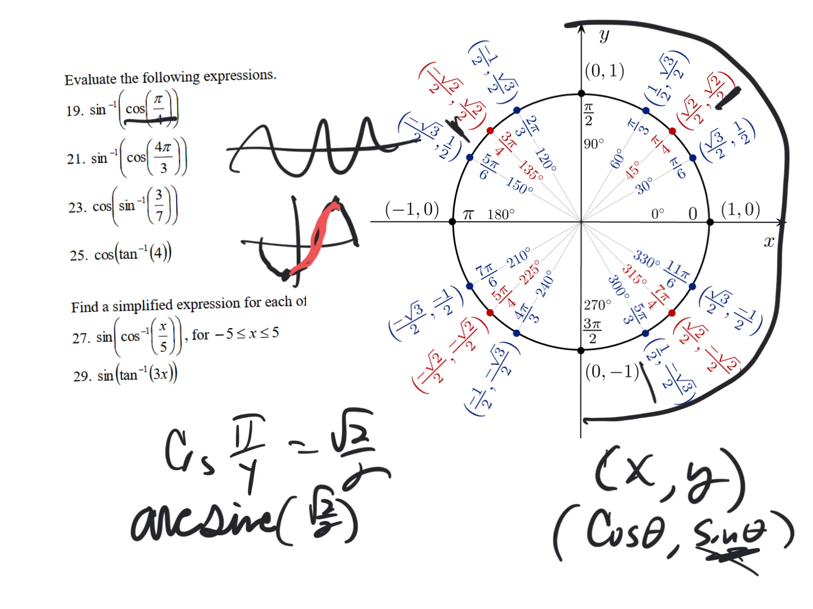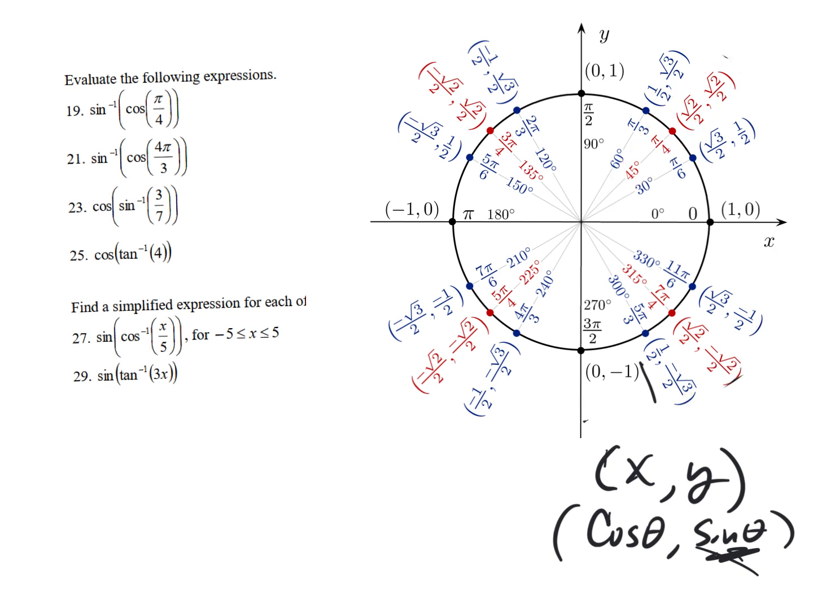So what angle on this interval, or this domain, has a sine of square root of 2 over 2? Well, for pi over 4, 45 degrees, it's exactly the same, because the x and the y are the same. So the answer to this one is also pi over 4. It looks like it's the same answer. They undo each other. Okay, let me clean this up.